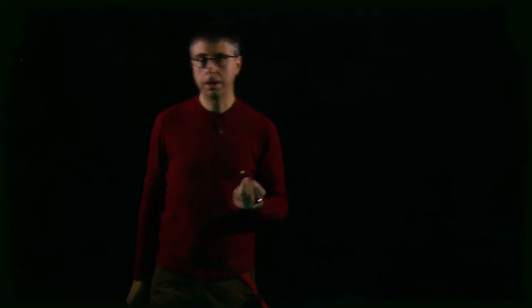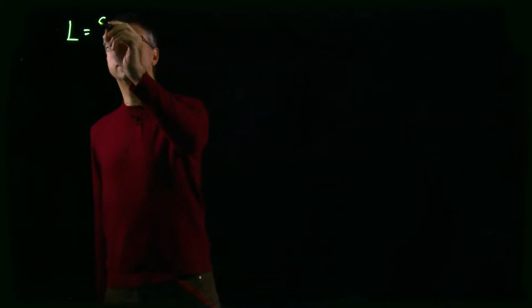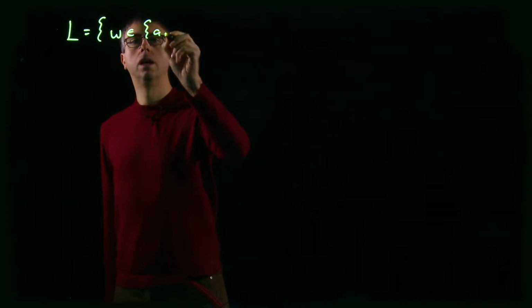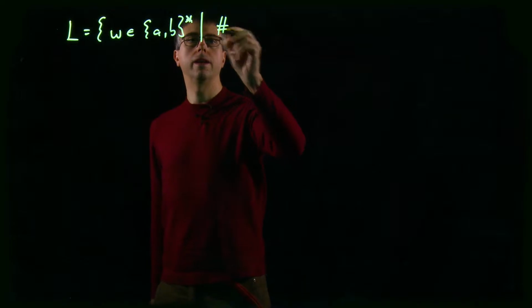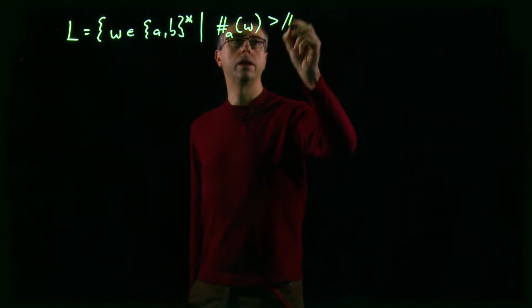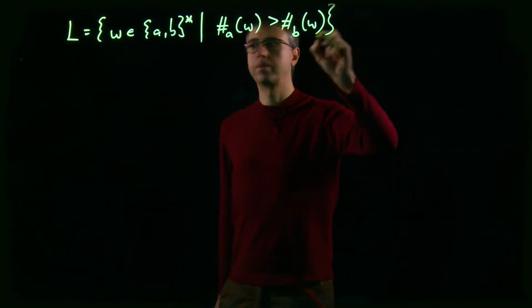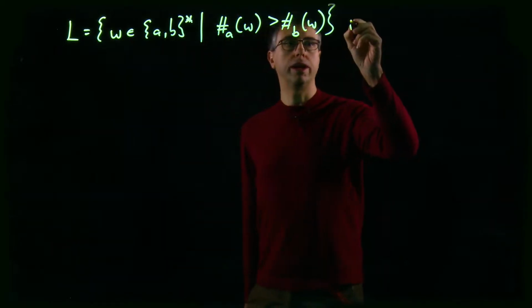In this video, I'll show you how to actually apply the pumping lemma to prove that a language is not regular. And the language I would like to consider is the following. We take all the words W over the alphabet A and B such that the amount of A's in the word W is greater than the amount of B's in the word W. And I would like to prove that this language is not regular.